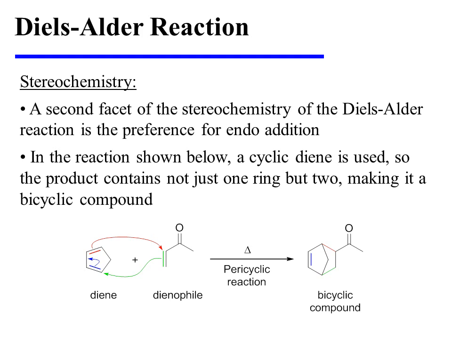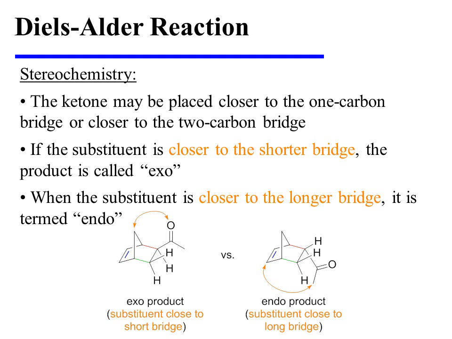A second facet of the stereochemistry of the Diels-Alder reaction is the preference for endo addition. In the reaction shown below, a cyclic diene is used. Consequently, the product contains not just one ring, but two, and this makes it a bicyclic compound. When we draw that bicyclic product in a more three-dimensional perspective, it becomes clear that the ketone may be placed closer to the one-carbon bridge or closer to the two-carbon bridge.